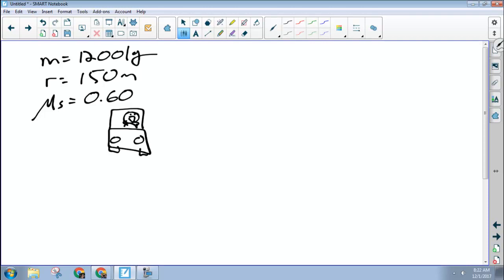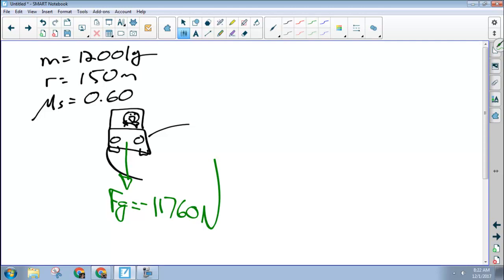Here's the wheels. Okay, cool. Good? All right. Here's the curve. So it's like doing this, coming out of the board. Follow? All right. So name the forces on it. What do we got? Shout them out. What's the first force we should always draw? Gravity. Force of gravity is 1,200 times 9.8. That's negative 11,760 newtons.